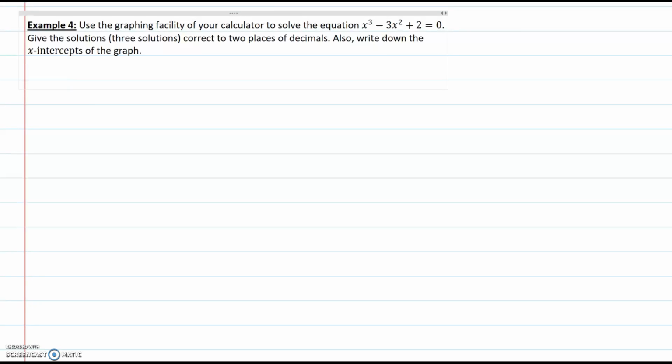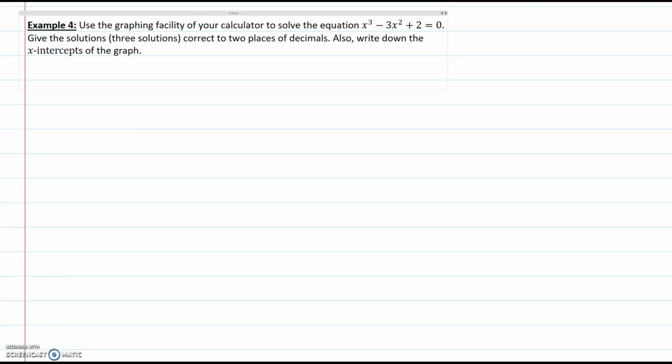Use the graphing facility of your calculator to solve the equation x cubed minus 3x squared plus 2 equals 0. Give the solutions, 3 solutions, correct to 2 decimal places, and also write down the x-intercepts of the graph. Okay, well, let's answer the first part first.